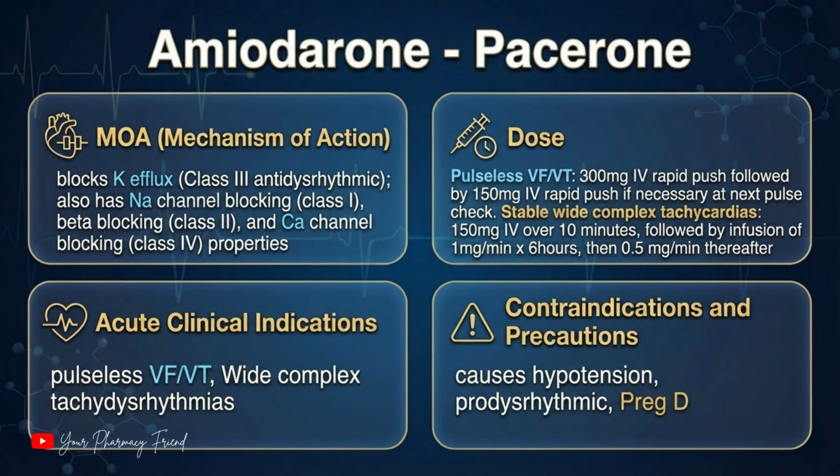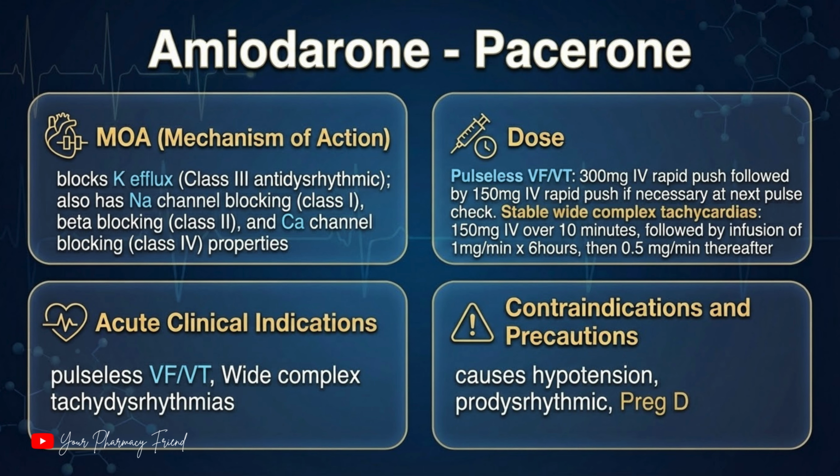Amiodarone is commonly used in the management of pulseless ventricular fibrillation and pulseless ventricular tachycardia, particularly when these rhythms are refractory to defibrillation. It is also used for wide complex tachydysrhythmias, where stabilization of abnormal ventricular rhythms is necessary. Finally, let's discuss contraindications and precautions.